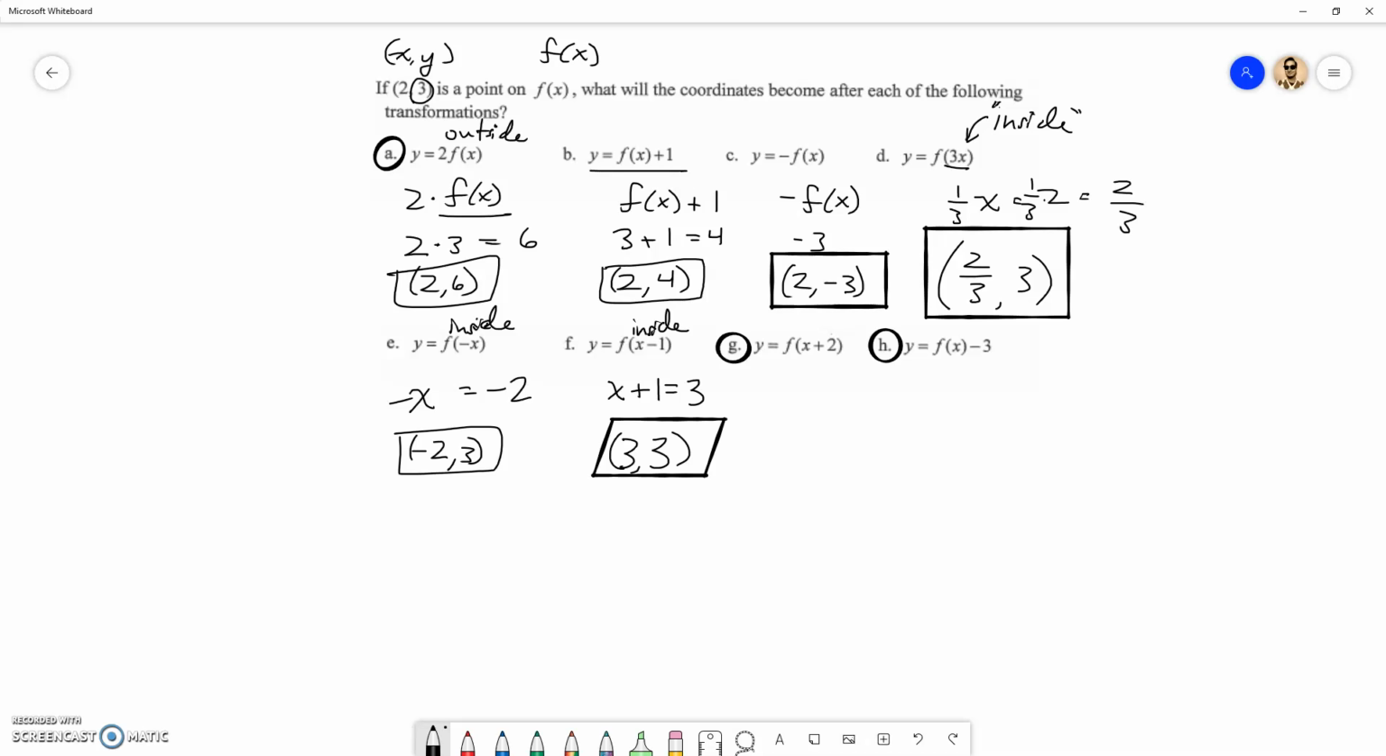So for G, I would say that the answer is (0, 3). For H, I would say the answer is (2, 0).